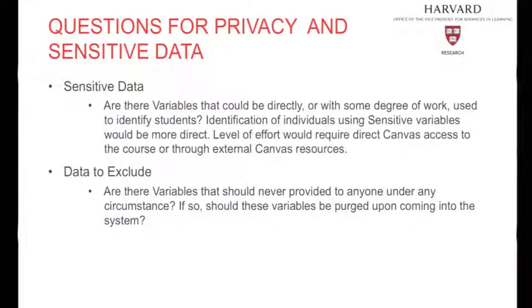There are emails on the Canvas platform that you can use to email other students. So that data shouldn't be used for research at all. So should these variables be loaded at all in our database? And if so, should they just be purged upon coming into the system? These are the questions that we had when designing the pipeline.